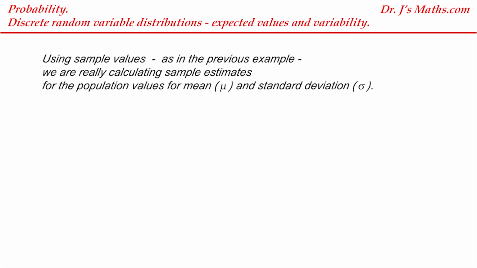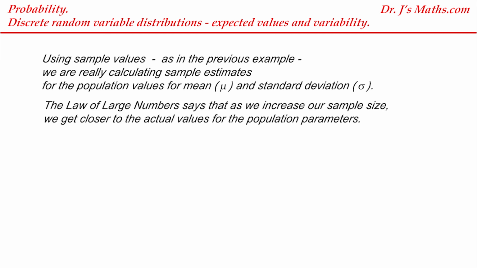Using sample values like we did for the coin tossing experiment, we are really calculating sample estimates for the population values of the mean, mu, and the standard deviation, sigma. So we're using a smaller number. The law of large numbers says that as we increase our sample size, we get closer to the actual values of the population parameters. We've got a convergence from our observed values all the way through to our population values.